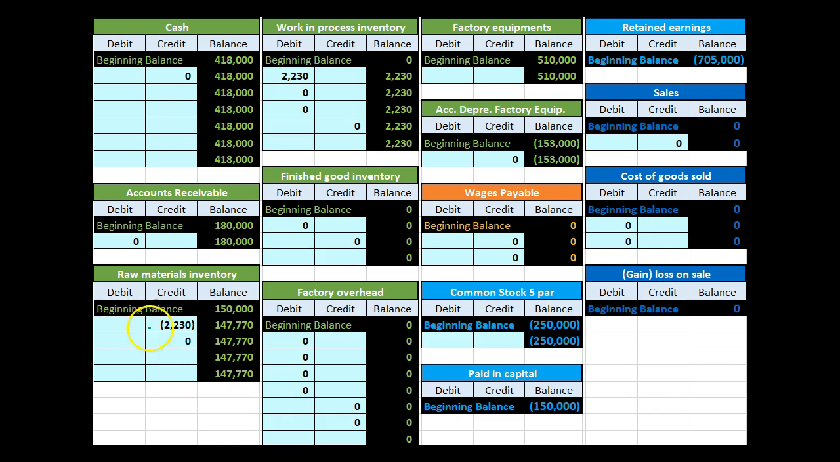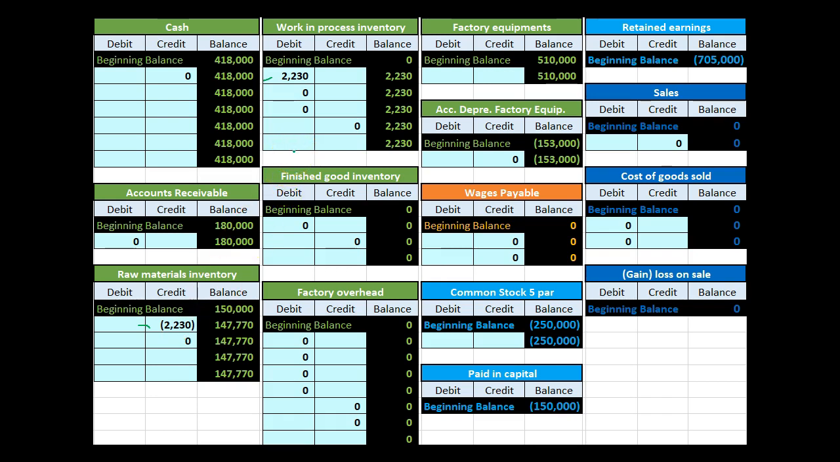So for example, this first one, we see that we have the raw materials here, and we see the work in process. These are the two things that are happening from this GL account at this time. And we can see that the work in process is going to go from 0 up by 2,230 to 2,230. And the raw materials inventory is going down, was at 150,000, going down by 2,230 to 147,770. So what happened here is that, of course, we took raw materials from, we can imagine, the warehouse, and we're putting it into the work in process account.